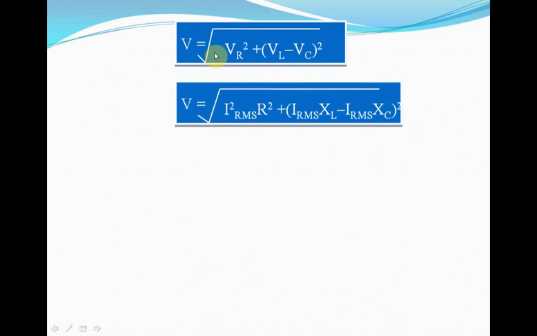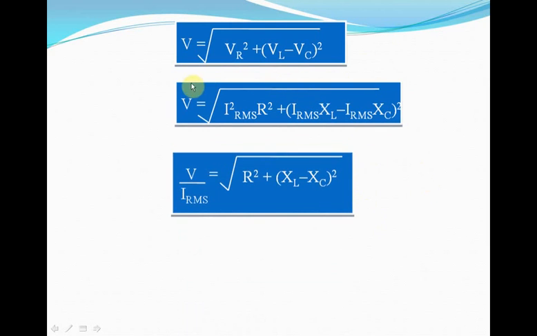Now we just wrote that V is square root of VR square plus VL minus VC whole square. Now VR, the voltage across the resistance, is IRMS into R. VL, the voltage across the inductor, is IRMS into XL. And VC, the voltage across the capacitor, is IRMS into XC. When we simplify this expression, we get the value of V by IRMS as this expression, square root of R square plus XL minus XC whole square.